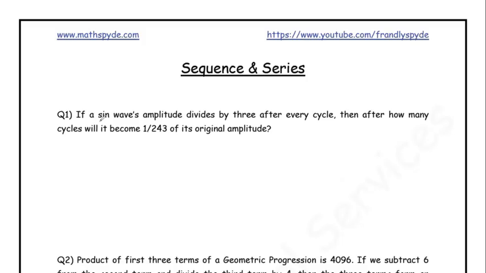So this sine wave or anything else, amplitude, these phrases are just distractions. You can start with 1, or 1x, 2x, something like that. So start with 1 or any multiple of 3 that you can break down. I'll start with 1. So after the first cycle, it becomes 1/3. After the second cycle, it's dividing by 3 after every cycle, so 1/9.